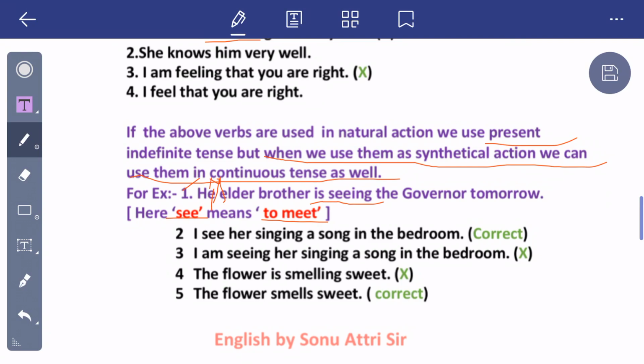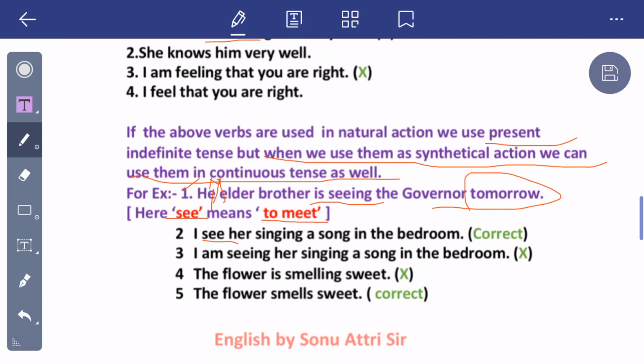Why are we using "is meeting"? Because it is a fixed or pre-planned action for the future. That is why we are using "is meeting" or "is seeing". As I have told you in the previous rule, we had discussed this thing. Now look at the second sentence: I see her singing a song in the bedroom. Here the word is "see". Here I am showing that it is a natural action.